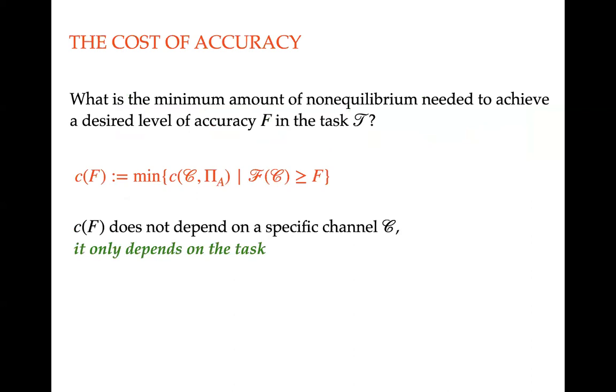Okay, so now we can say, what is the cost of accuracy? So the cost of accuracy is the minimum amount of resources that we have to pay in order to achieve a level of accuracy F in a given task. So this is the minimum over all possible channels, over all possible physical implementations of the information processing task, of the cost of that implementation under the condition that the accuracy of the implementation is larger than the fixed, desired value F. So this becomes a function of the accuracy itself and of the task itself, and not a function of a specific channel. And so this is the quantity that we will care about in the remaining part of the talk, and this was the quantity our work is about.